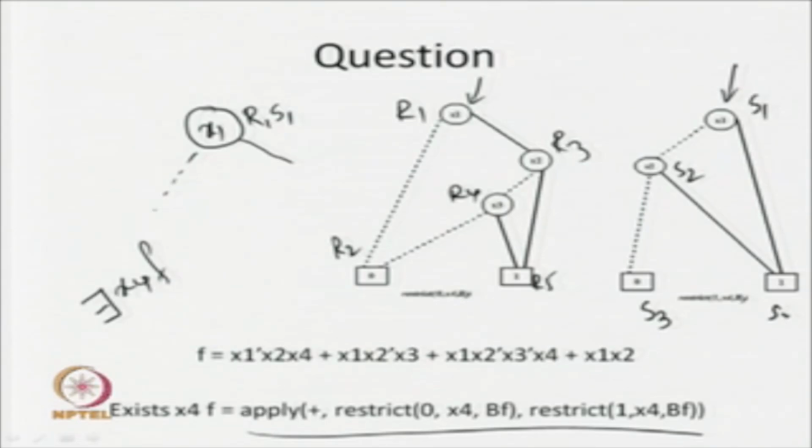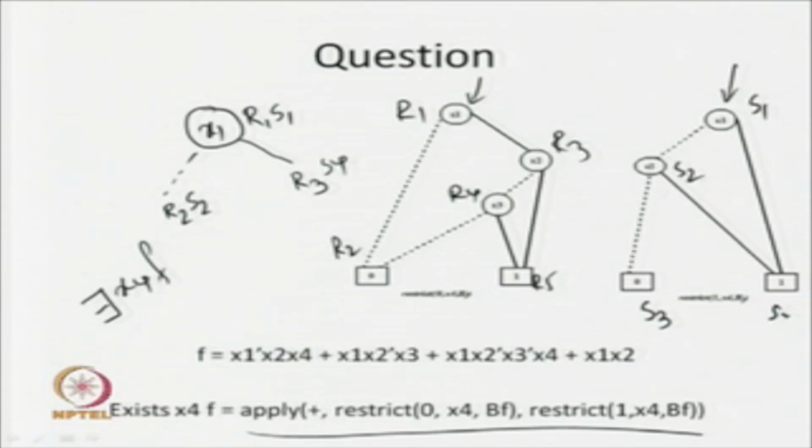So, dashed line, where will it go? Low of R1 is your R2, and low of your S1 is your S2, and in your solid line, high of R1 is your R3, and high of S1 is your S4. Now, you just see that this is your R2 S2 and R3 S4. Now, you just see that R2 is a terminal node, S2 is a non-terminal node.